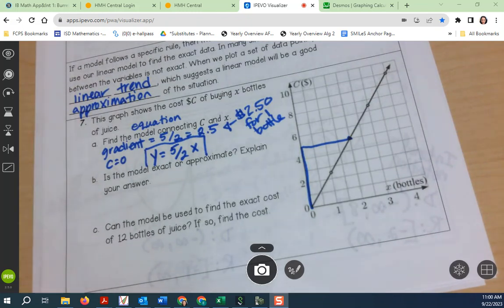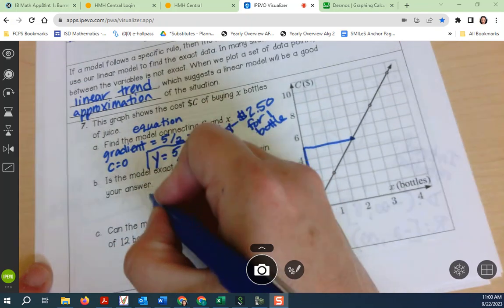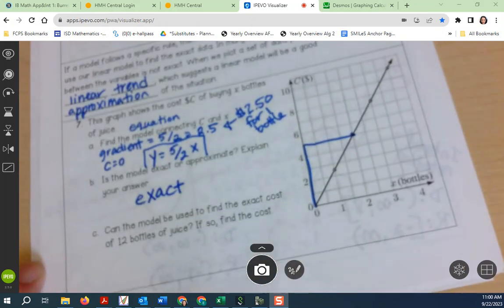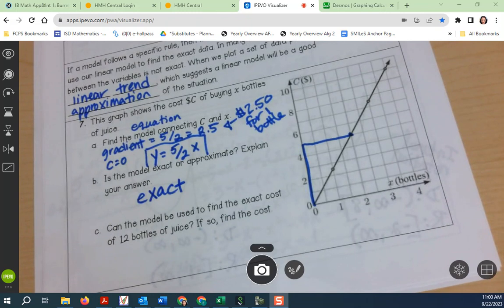It's exact, yeah. When you go to the store, they're not going to ask you for approximately $7.50. They're going to say it is exactly $7.50. So it's an exact model. Can the model be used to find the exact cost of 12 bottles of juice? Yes, it can. Go ahead and find that.